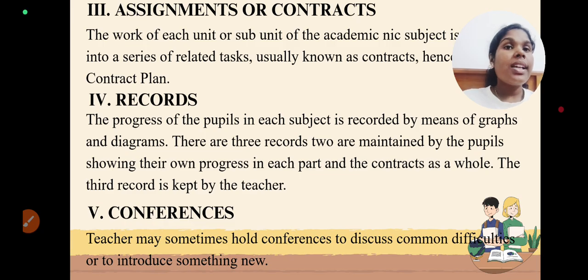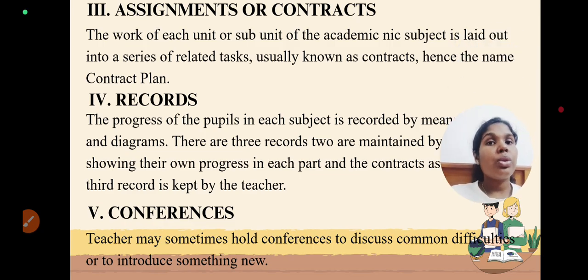So the next one is the assignments or the contracts. Whatever the tasks or work the students have to do in the academic subject is laid out in a series of tasks known as contracts. Hence the plan is also known as a contract plan.